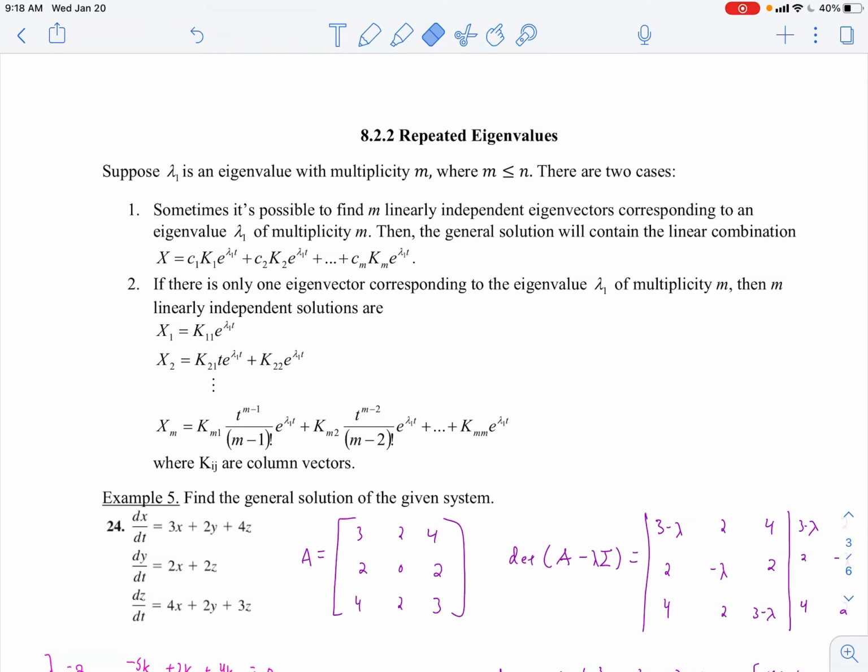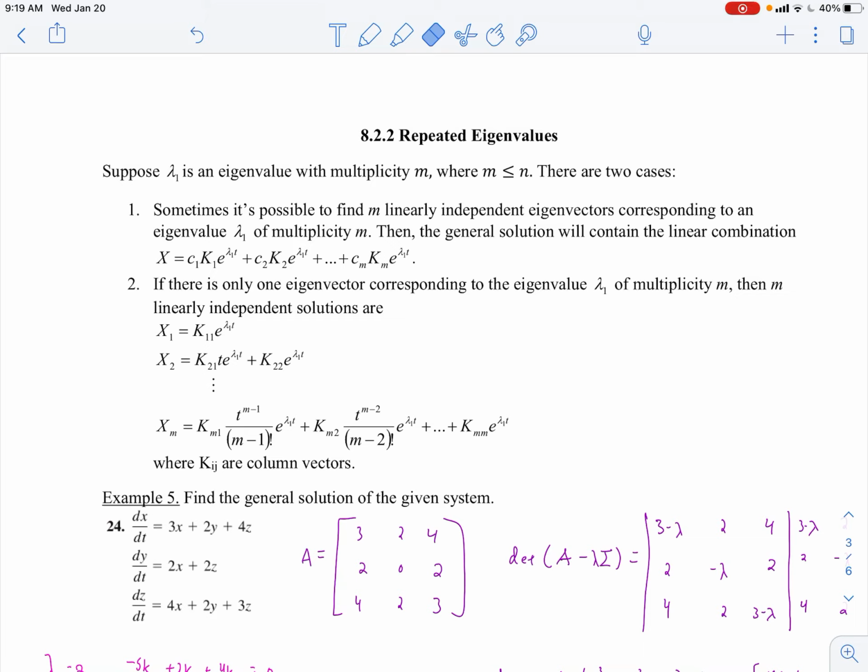Alright, welcome to the last page that we're going to do today, 8.22, where we have repeated eigenvalues. So nothing's really going to change in the way that we're actually finding our eigenvalues and eigenvectors. The only thing that's going to change here is when we write our solution. If we have repeated eigenvalues, then it could be set up very similar to when we had repeated answers for our differential equations.